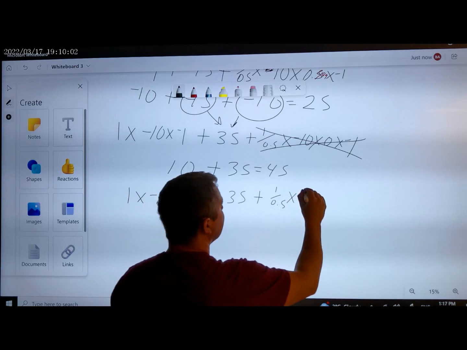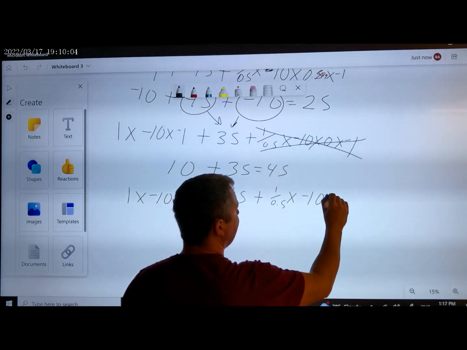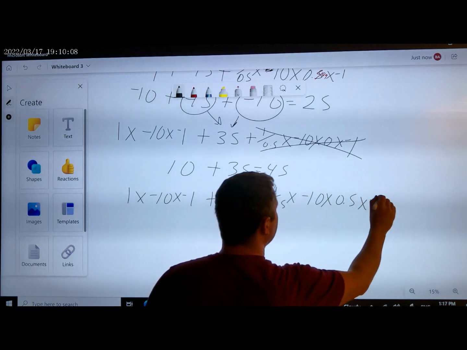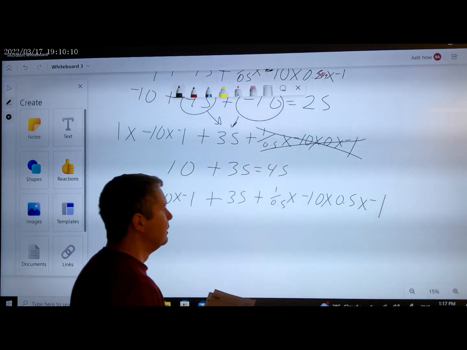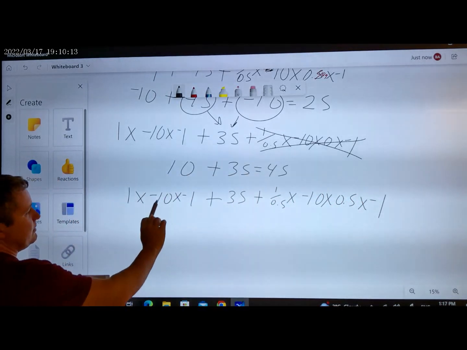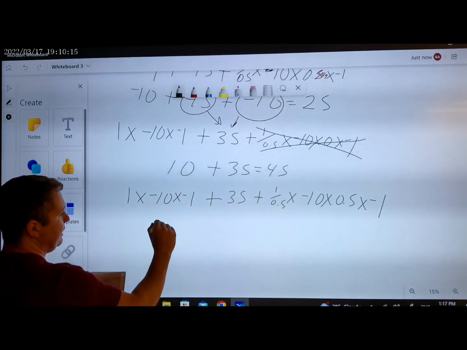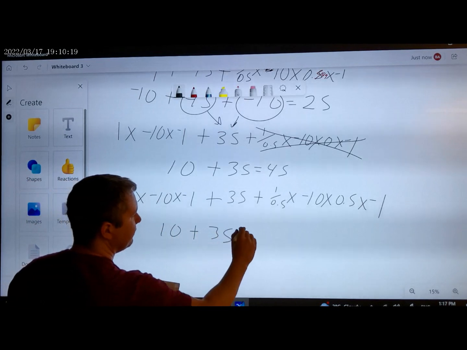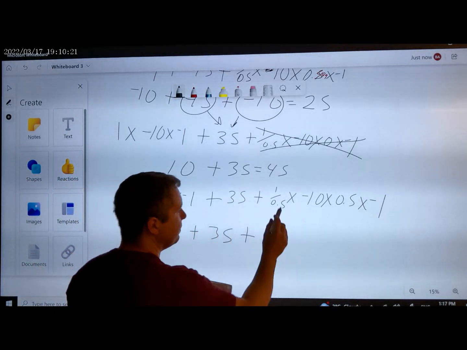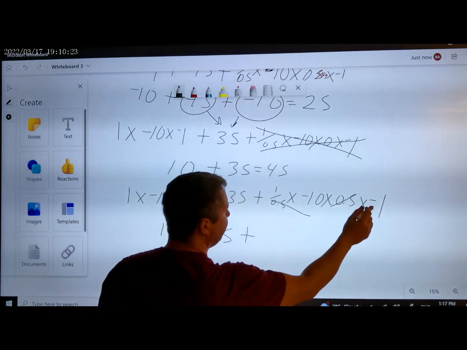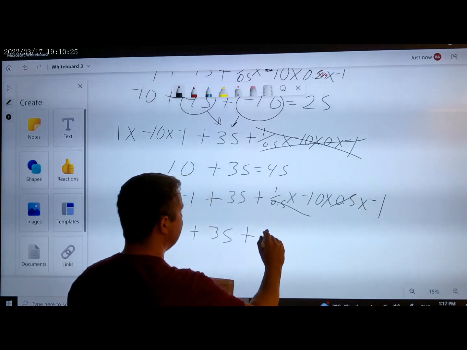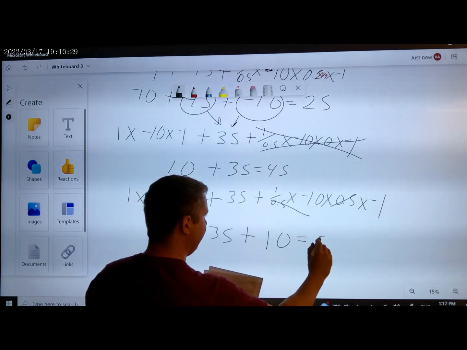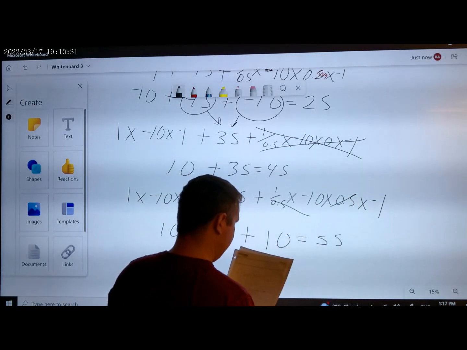times minus 10 times 0.5 times minus 1. So 1 times minus 10 times minus 1 equals 10, plus 35, plus we take the 0.5, and that equals 10, which equals 55. Perfect.